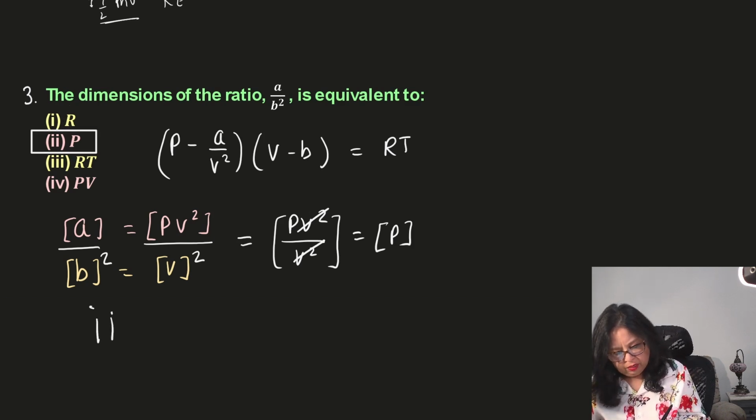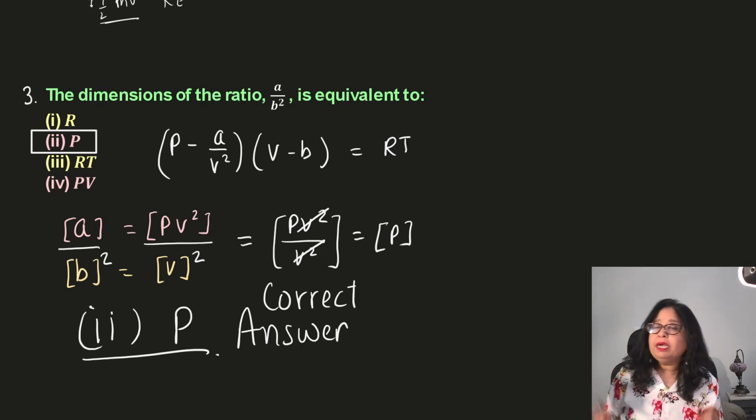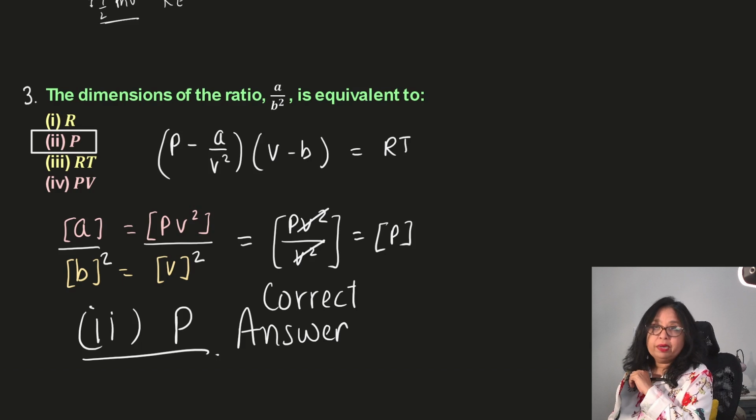So the answer is 2, P. This is your answer. Or I should say it is your correct answer. It could be a wrong answer, right? We don't want a wrong answer. We want the correct answer. Let's move to problem number 4 now, which is based on the same equation, but you will see that it has a twist.